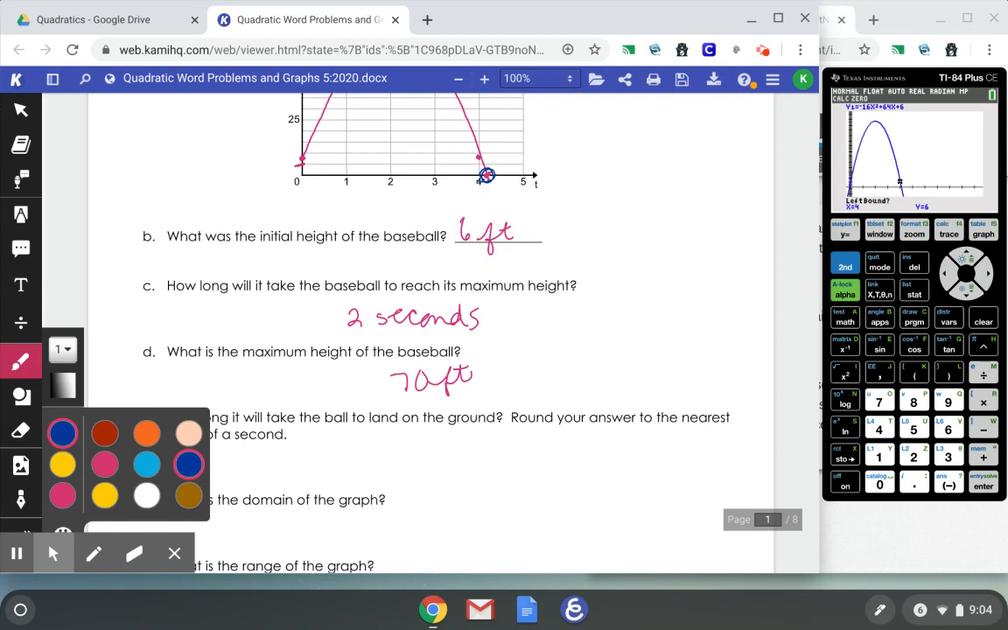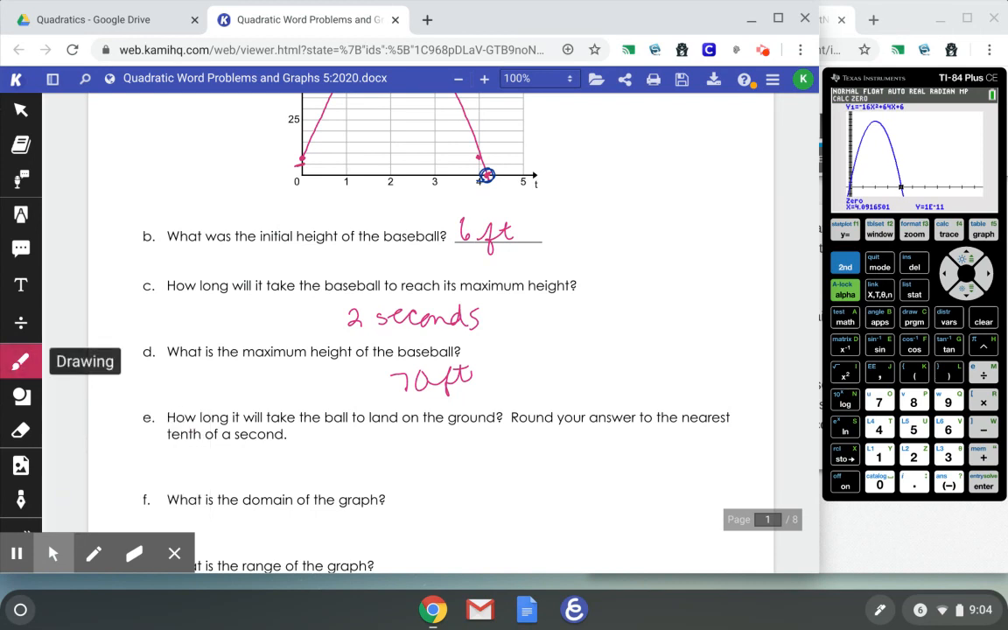All right, I'm going to left bound, right bound, and right there. It says 4.091. I'm going to round this to the nearest, what did it say? Nearest tenth of a second. So at about 4.1 seconds, the ball hits the ground.